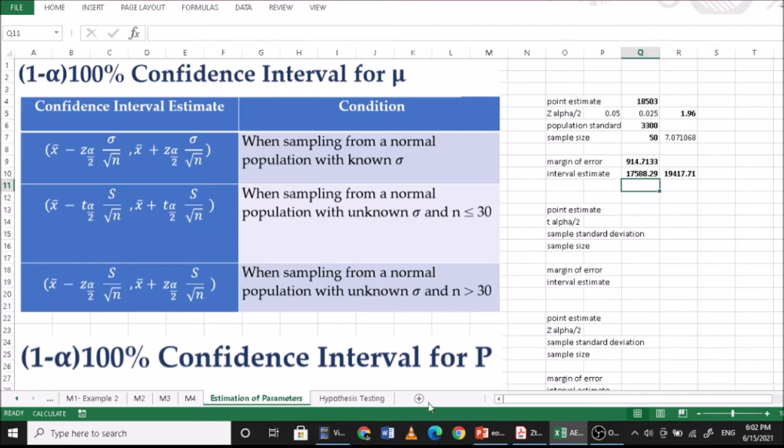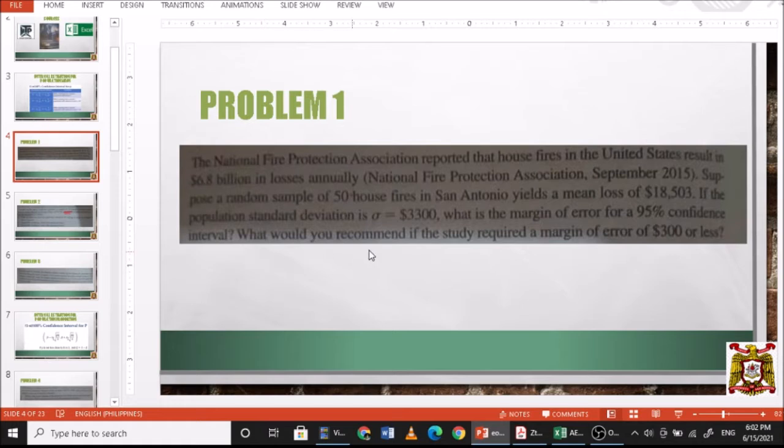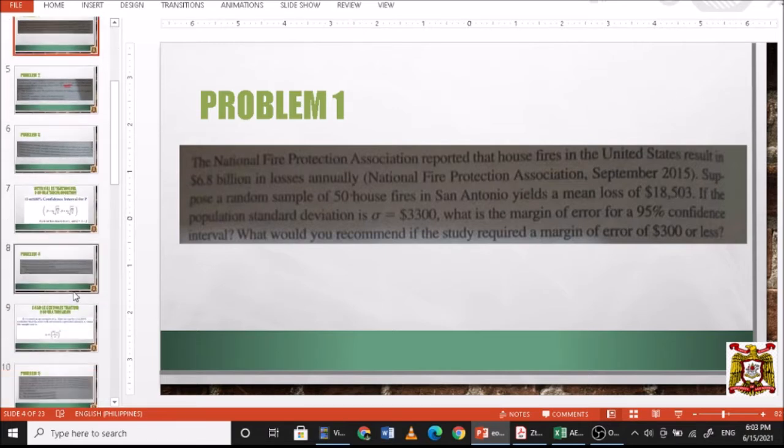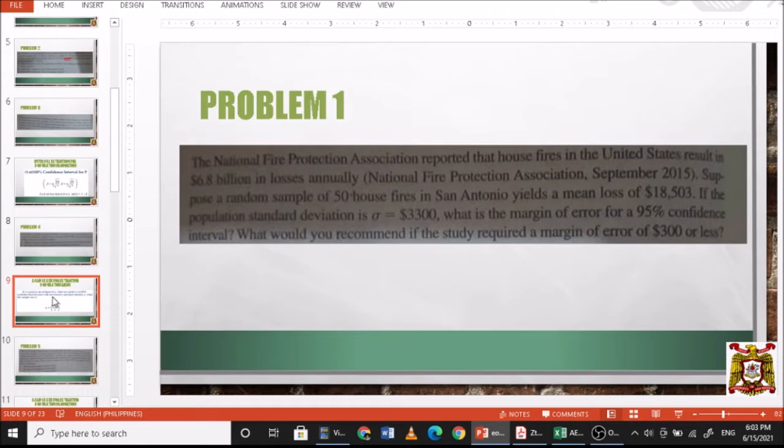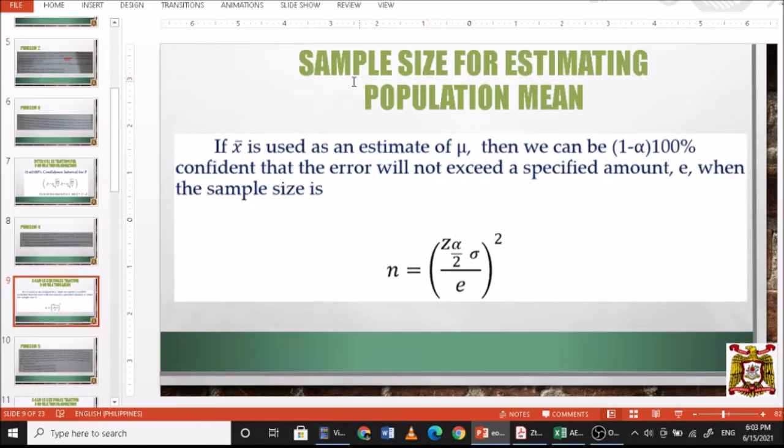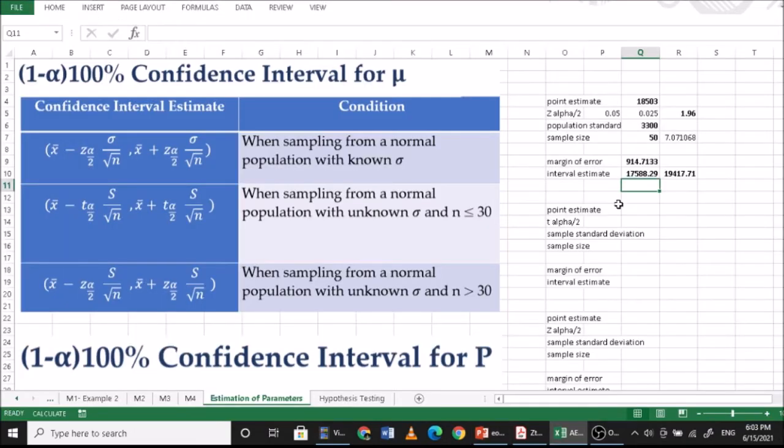And then for this recommendation class, what would you recommend if the study required a margin of error of 300 or less? So this problem actually involves this portion of the interval estimate, which is to solve for the sample size for estimating your population mean using your margin of error. So if you want to have a margin of error equal to 300, you have to find out if the sample size should be retained or changed, especially if all the other factors are known. Okay, so let's go to that one.